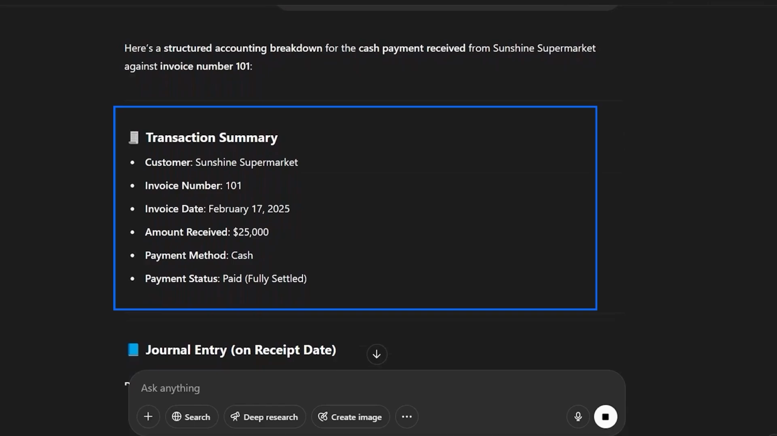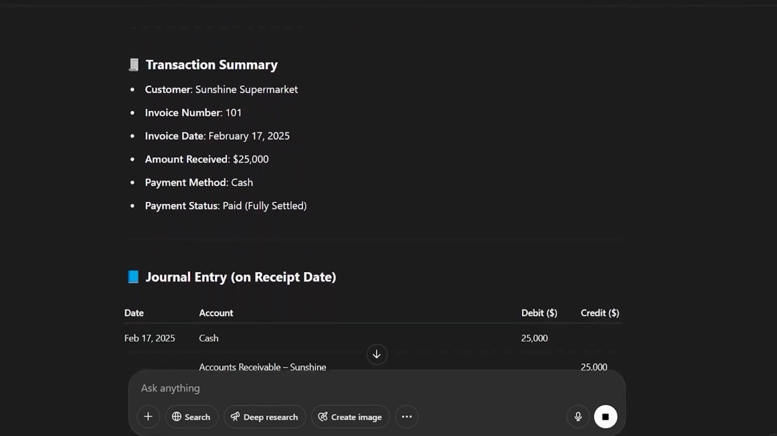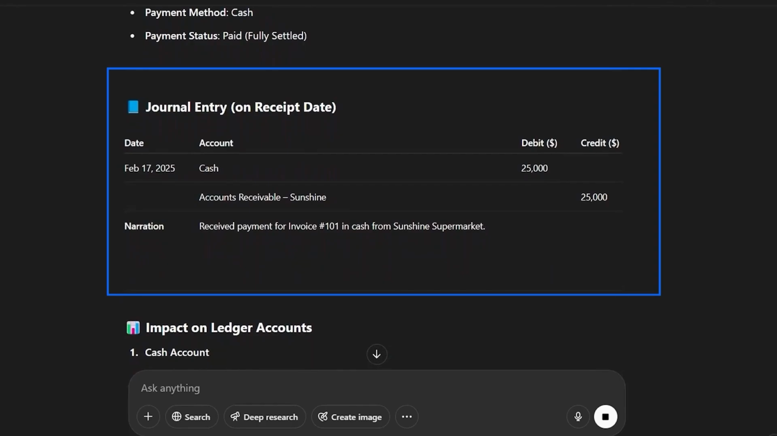The payment is received in cash, and ChatGPT confirms that this is not a revenue-generating event, as the revenue had already been recognized when the original invoice was issued. This payment is simply the collection of funds previously recorded as a receivable. The journal entry provided debits cash for $25,000 and credits accounts receivable, Sunshine Supermarket, for the same amount. This entry reflects the increase in liquid assets and the reduction of the customer's outstanding balance.